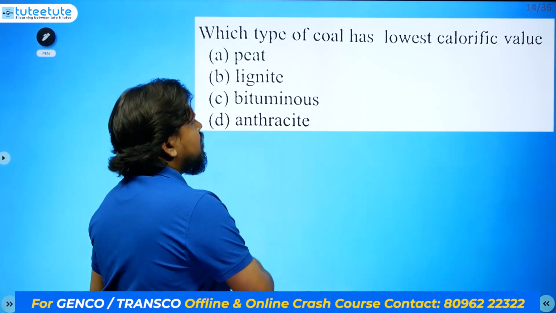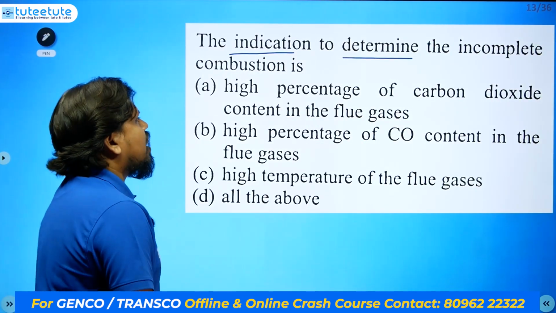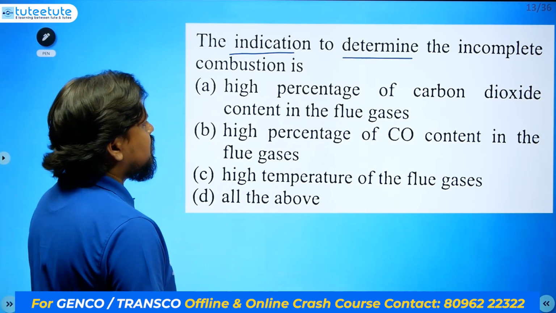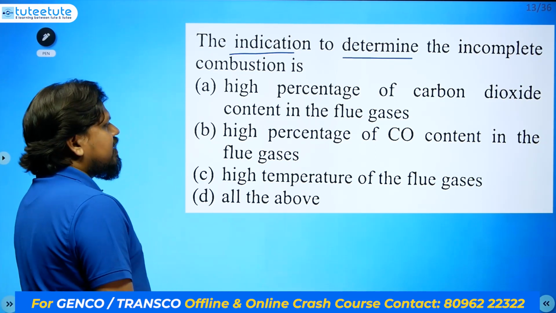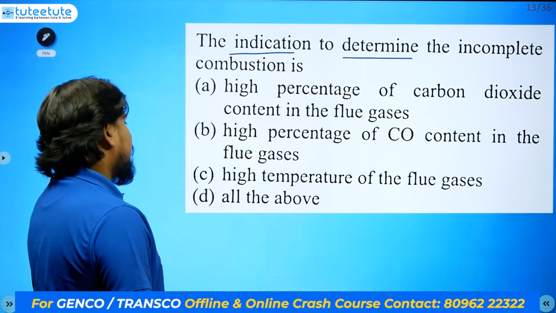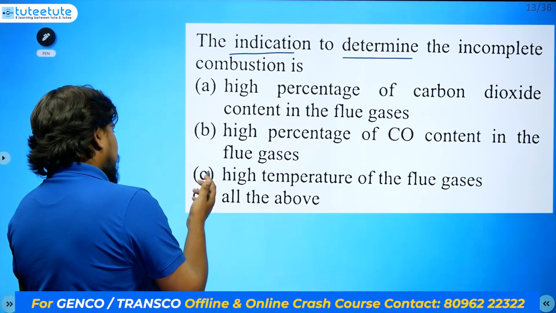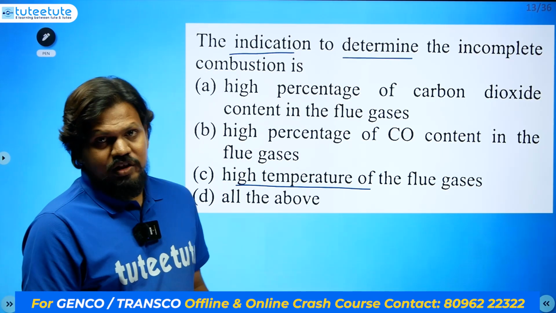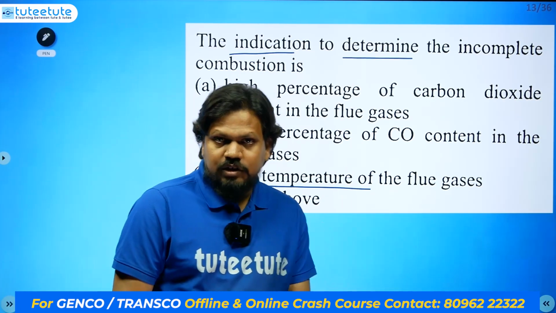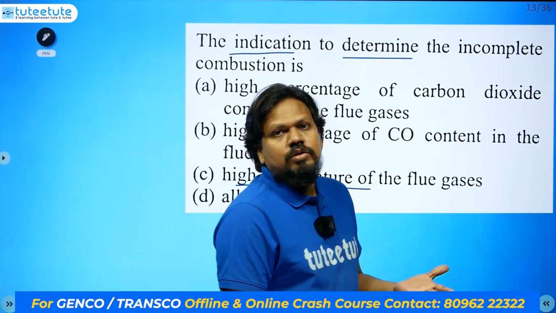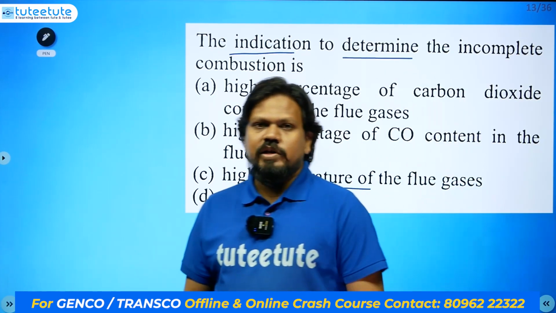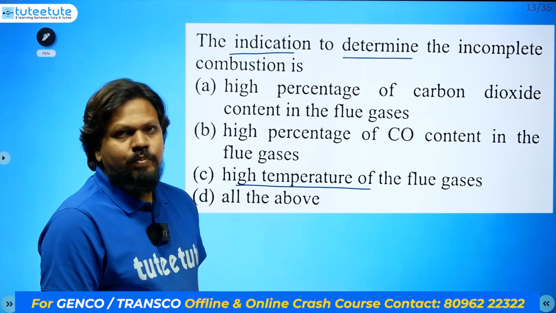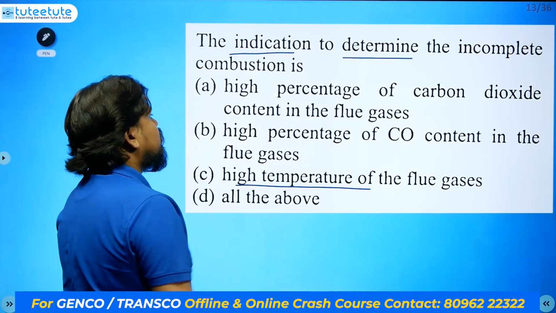If you see the options here, what are there? High percentage of carbon dioxide content in the flue gases, high percentage of CO content in the flue gases, high temperature of the flue gases, all of the above. Definitely these flue gases already have high temperature, so temperature cannot be controlled here. Flue gas temperature will depend on the coal type also, so we cannot comment on whether the temperature is more or low. So these two only we need to observe.